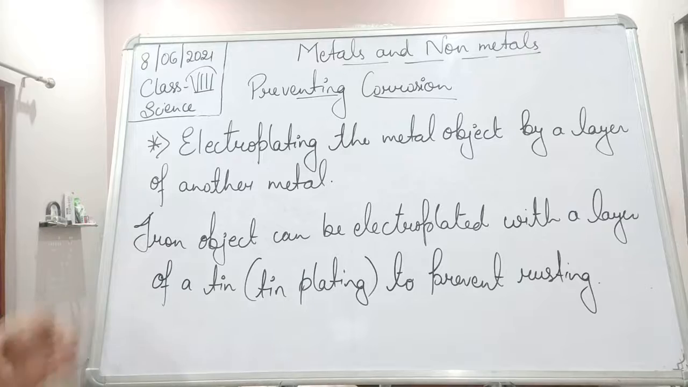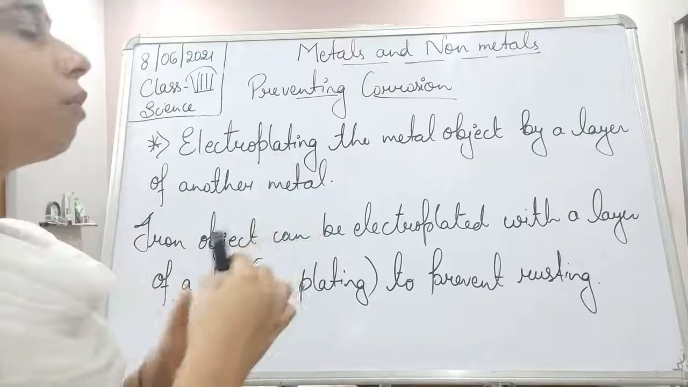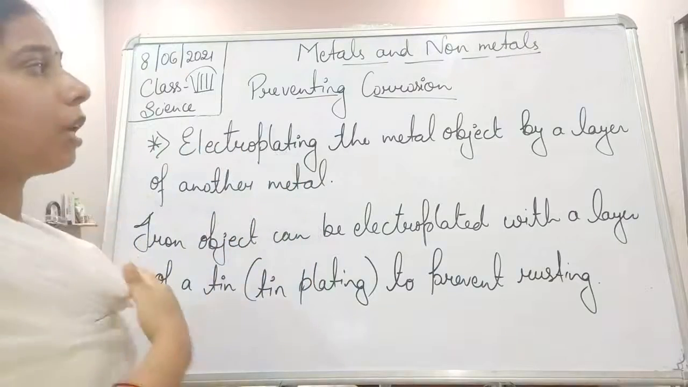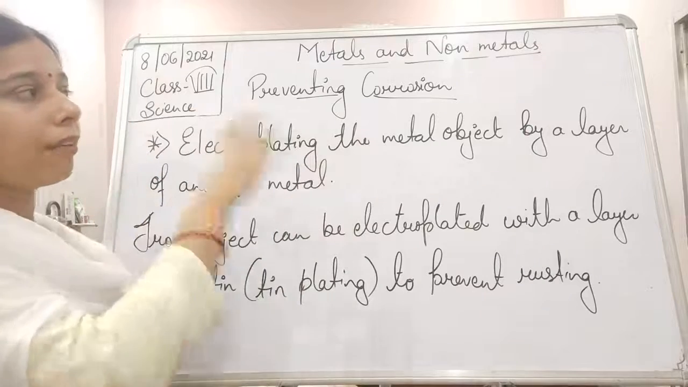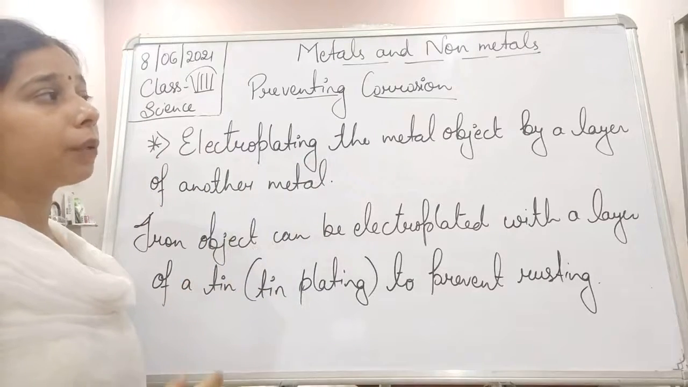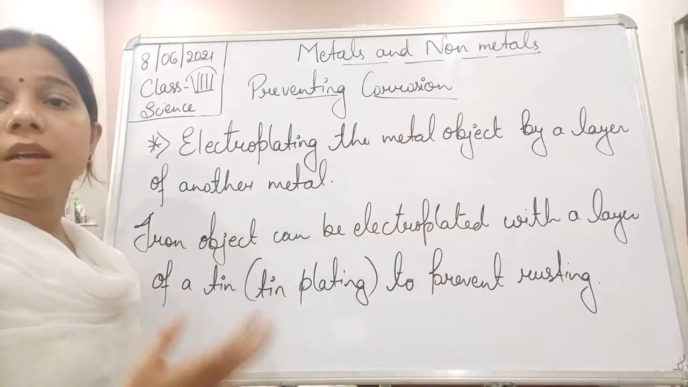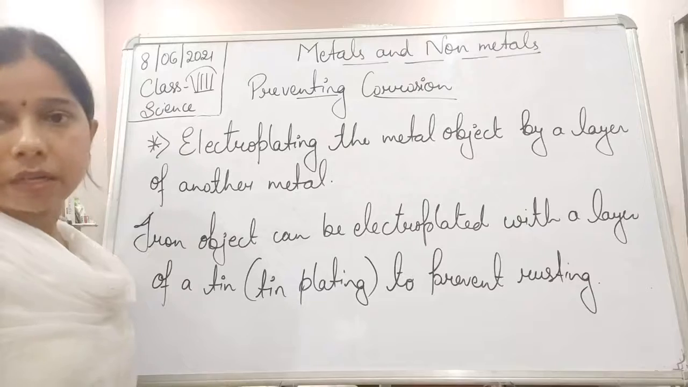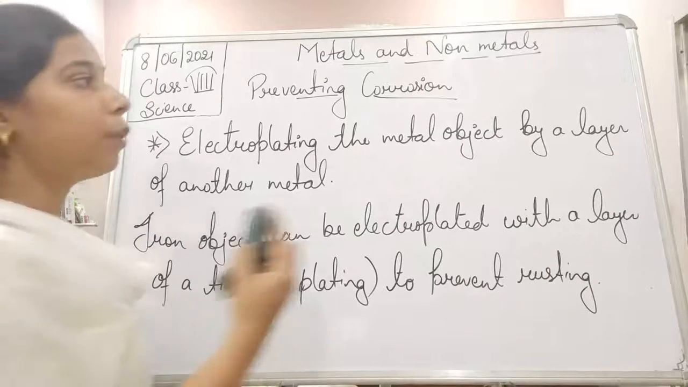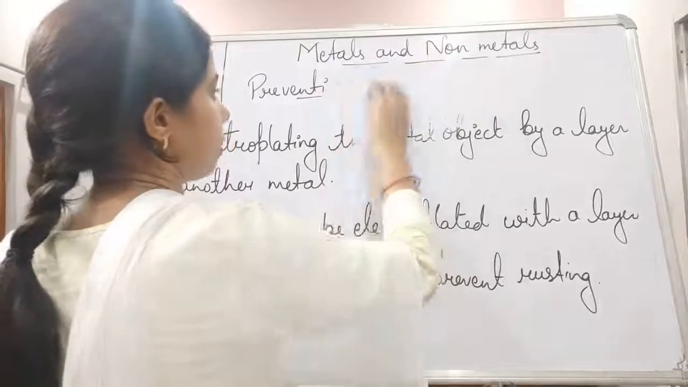Methods of preventing corrosion. Before understanding this, we had already understood everything about metals and non-metals: what metals are, what non-metals are, and their physical and chemical properties. Now let us see what the uses of metals are.